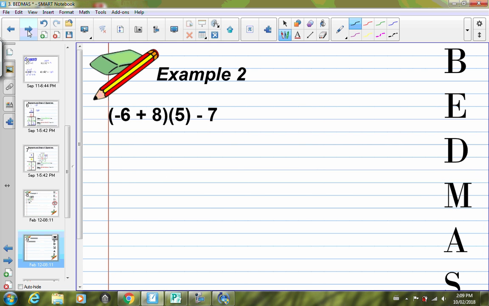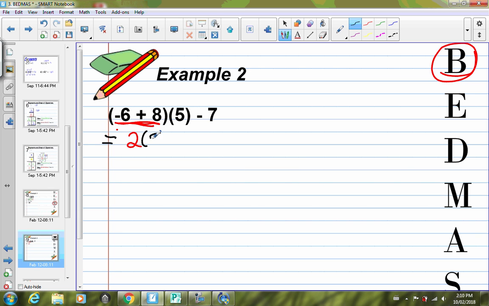Okay, let's do our second example. So the first step here, again, I start with B. Brackets. Do I have any brackets? Yes, I do. There's actually two sets of brackets. Only one of them is the bracket here that we're talking about. This bracket actually has math to do inside of it. So what am I going to do? I'm going to take a -6 and I'm going to add that with 8. And I get, the only thing that I'm going to change, I get 2. Then I rewrite the entire equation afterwards. So this gets replaced with 2.